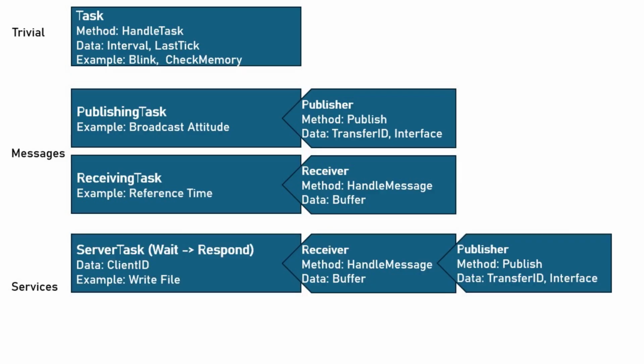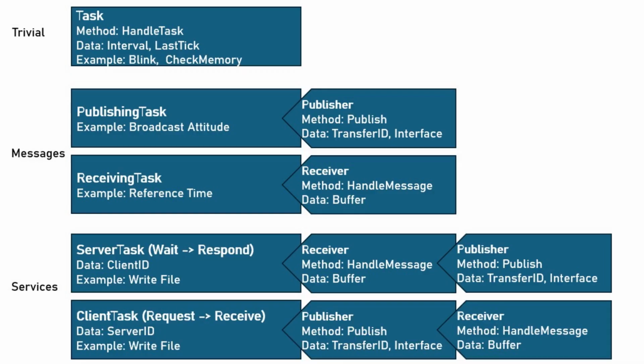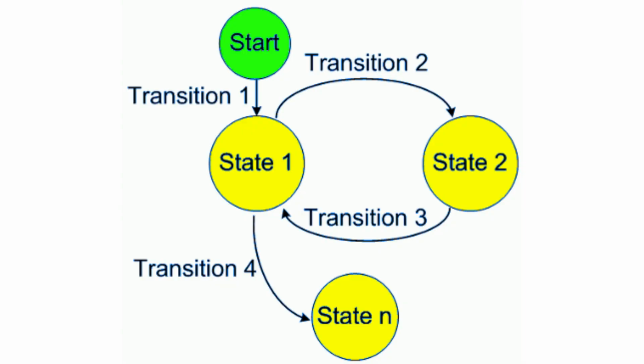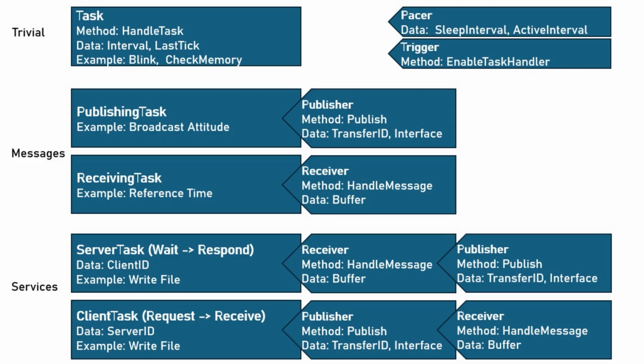A more specialized communication pattern is based on designated clients and servers. The server waits for a request from the client, then responds. An example is writing a file to the server. Its counterpart is the client task, which sends a request to the server and waits for its response. Clients and servers must implement state machines to yield while waiting, which provides a hook for flow control, acknowledgements, and timeout. Additional mixins like pacer or trigger allow further specialization.